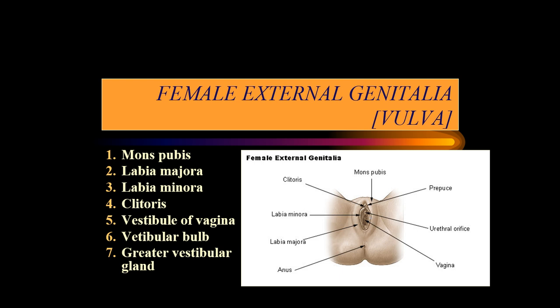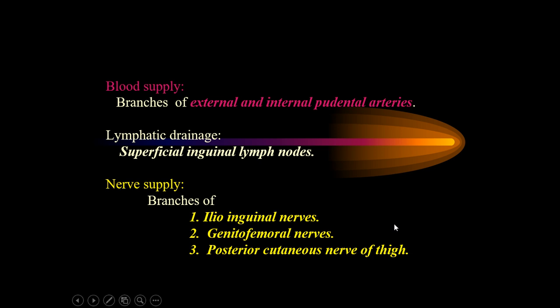So these are some of the important structures which you can see from outside. One is the mons pubis, then the clitoris most anteriorly, and then we have the labia majora outside, and deep inside we have the labia minora, thin membranous structures, and then we have the vestibule of the vagina and the vestibule of the urethra, or the urethral orifice, and behind, posteriorly, we have the anus.